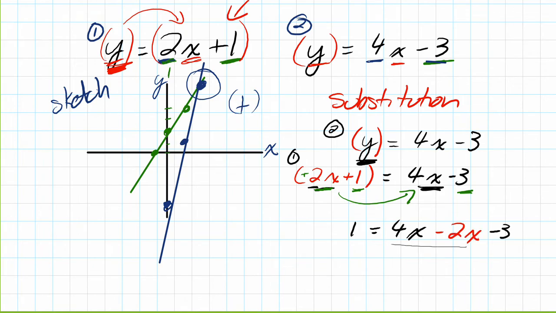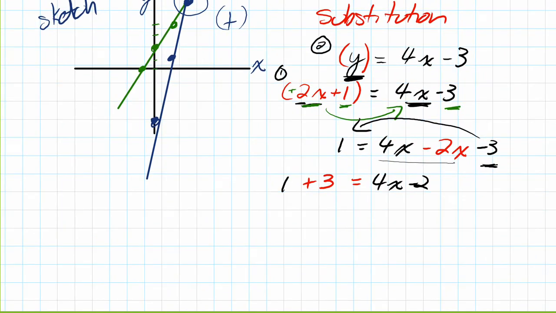Now I have the variables on the same side. I'm going to take this constant and move it to the other side. Same idea: to create a 0, we have to add 3. So when we move that over, it becomes 1 plus 3 is equal to 4x minus 2x. Okay, so this is good.